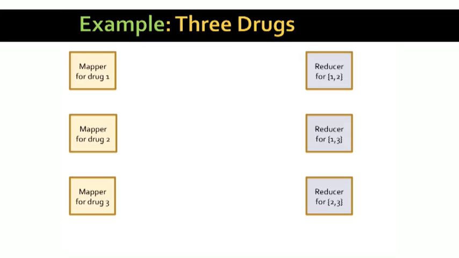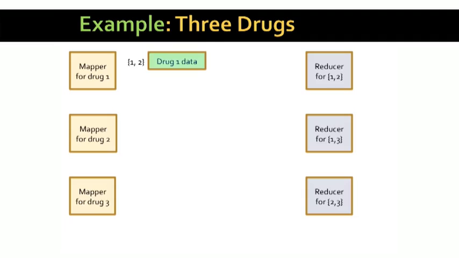We'll look at a baby example to see the idea. In this example, there are 3 drugs rather than 3,000. There will be 3 mappers, one for each of the 3 drugs. There are also 3 reducers, one for each of the pairs of drugs. It is a coincidence that the number of mappers and reducers is the same. In the real problem, there were 3,000 mappers and 4.5 million reducers. And for any number of drugs greater than 3, there will be more reducers than mappers.